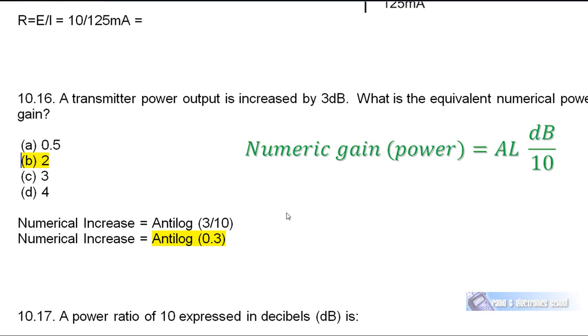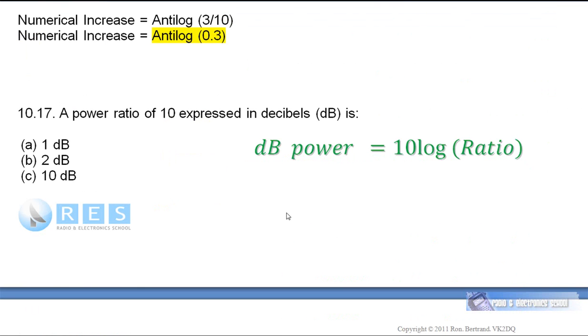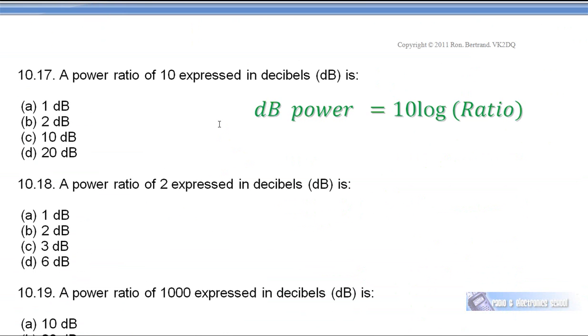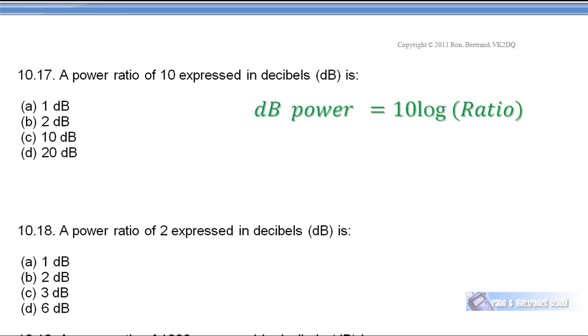Moving on, and we'll be talking more about decibels later on as well. I'll just page down this so we've got it all on the one page. A ratio of 10 expressed in decibels. Well, the equation, if you know the ratio, let me explain what I mean by ratio.